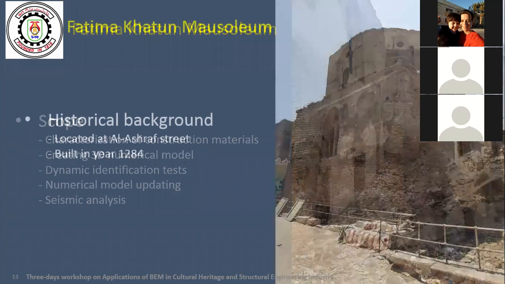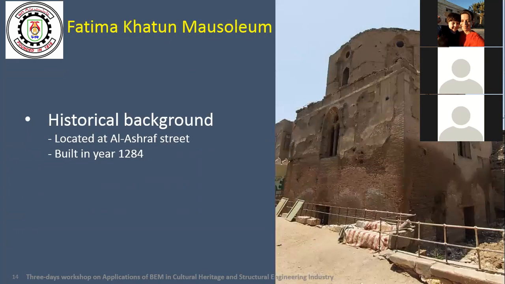The Fatma Khatun Mausoleum, as you see in the picture, is in Ashraf Street. It is actually missing the top dome in the current position. So right now we have only a flat roof. The dome that was there is no longer. It was built in 1284.